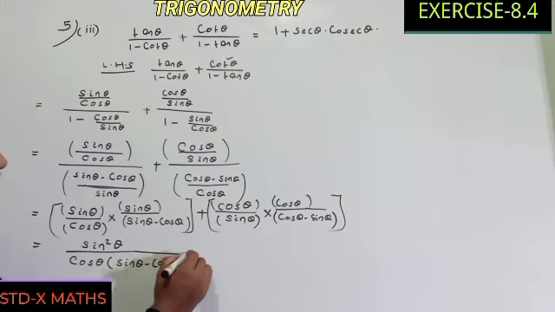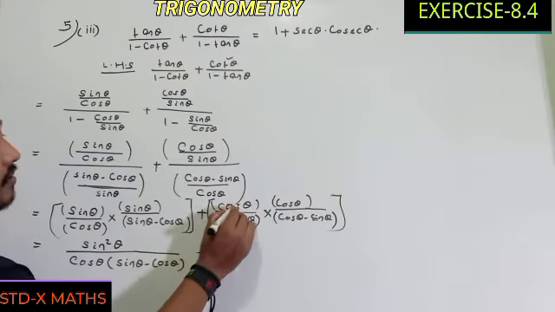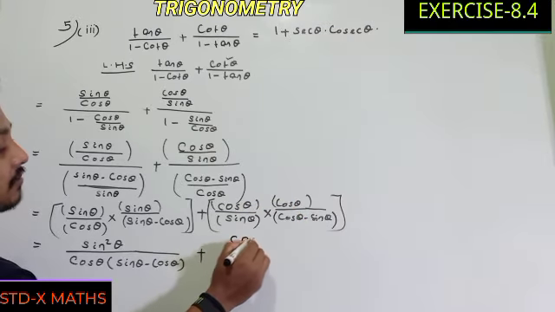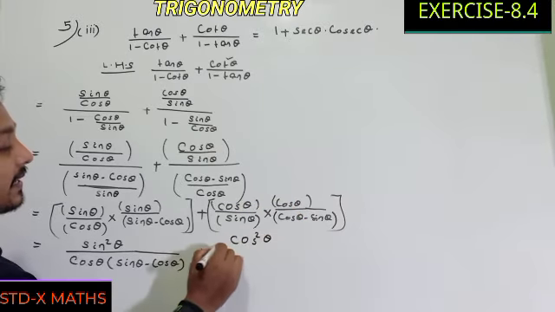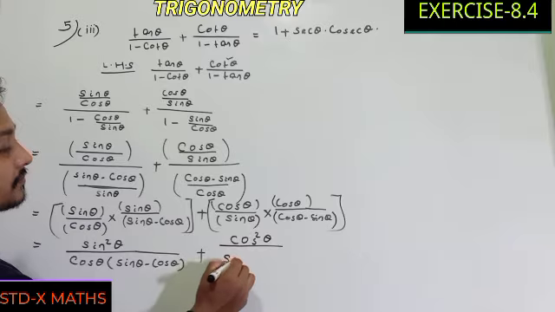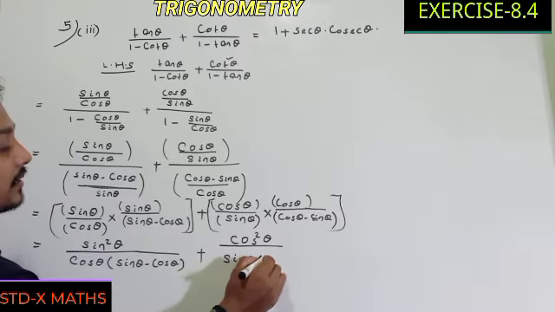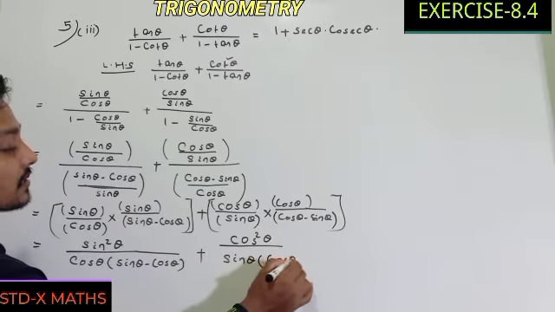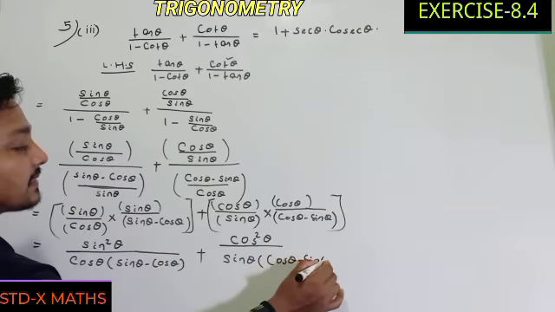And the right side one is also plus cos theta into cos theta, it becomes cos square theta divided by sin theta whole into cos theta minus sin theta.